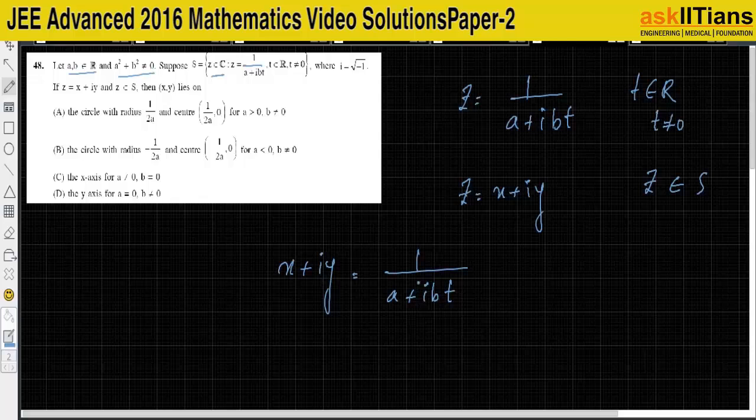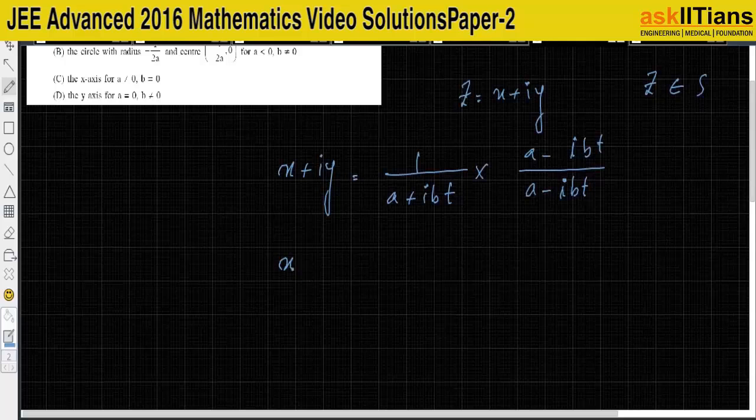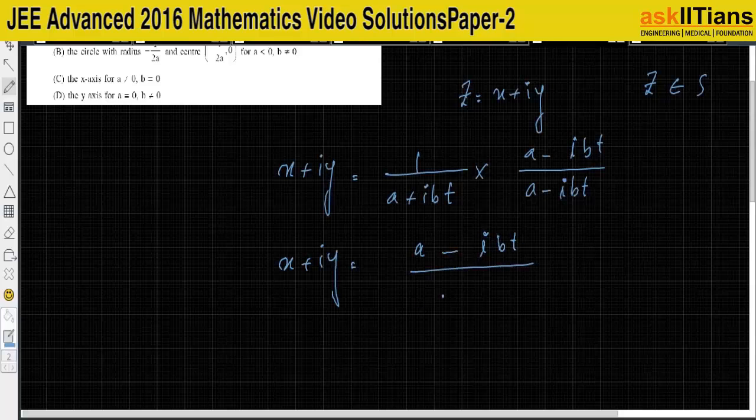So if I take the conjugate of this and equate, the conjugate will be a minus iota bt. So I'll get x plus iota y equal to a minus iota bt divided by a square plus b square t square, right? Iota square will be minus 1.